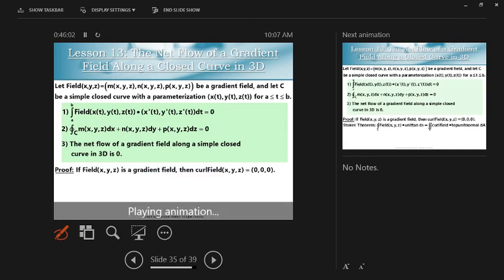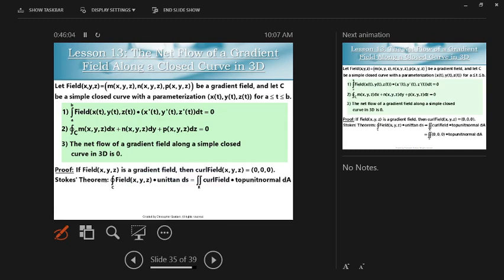Now we have the scuba diving analogy, though. Guys, if you start at one part of the swimming pool and it's 70 degrees, and then you swim a little lap with your scuba gear in the pool, and you come back to the point you started, what will the temperature be again? 70, assuming that you're in an equilibrium state, right? So what's your net change in temperature? 0. The net flow of a gradient field along a simple closed curve in 3 dimensions is equal to 0.